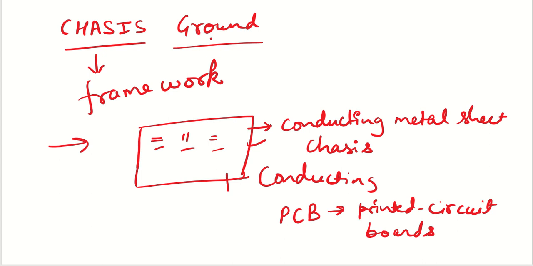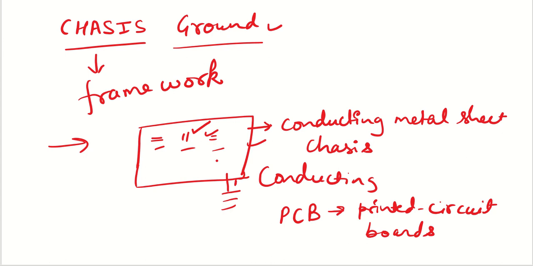What do you mean by this ground? As I said, we connect this support framework, or this conducting metal sheet framework, to the ground, and that's known as the chassis ground, right? Since it's a metal sheet, it's definitely going to be a very good conductor, and it will provide a very good return path for different currents, right? Different currents from where? It may be from the resistor, from the ICs, or from the capacitor.